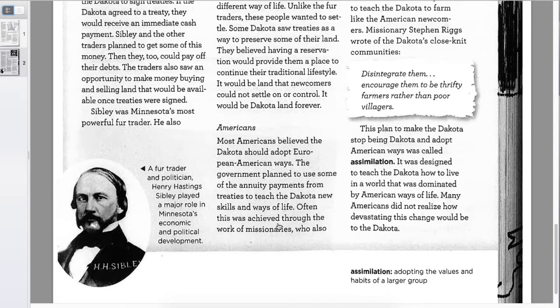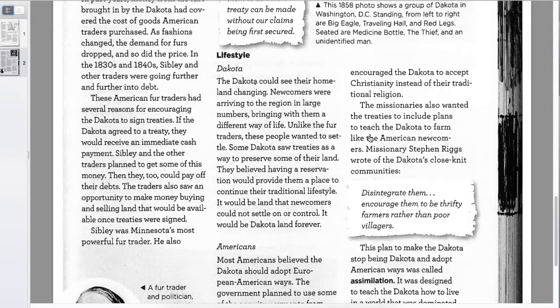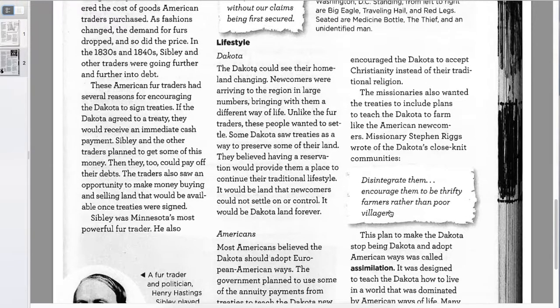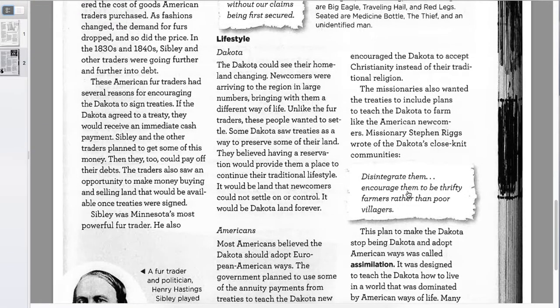Often, this was achieved through the work of missionaries, who also encouraged the Dakota to accept Christianity instead of their traditional religion. The missionaries also wanted the treaties to include plans to teach the Dakota to farm like American newcomers. Missionary Stephen Riggs wrote the Dakota's close-knit communities disintegrate them, encourage them to be thrifty farmers rather than poor villagers.